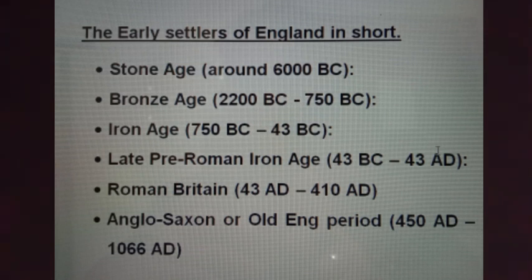After this period, it was the Roman Britain time, from 43 AD to 410 AD. After this, it was the Anglo-Saxon or the Old English period, lasting from 450 AD to 1066 AD, till the coming of the Norman people.